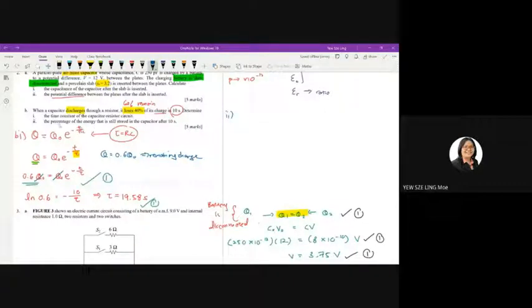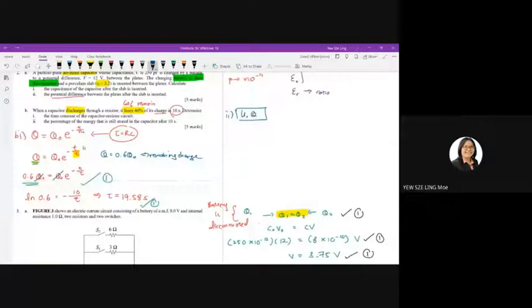So now let's look at question 2. The percentage of energy that is still stored in the capacitor after 10 seconds. Now, after 10 seconds, the amount of charge is changing. And then you want to see what is the relationship between U and Q. That is our main focus, because you want to see what is the change in the energy. Then you ask yourself, within this 10 seconds, what happened? Within this 10 seconds, you lost 40% of the charge. So if charge changes, Q changes, U changes in this case. Let's see whether it's correct or not.